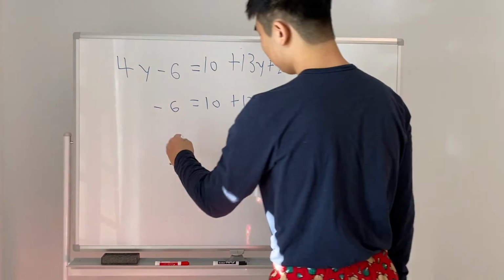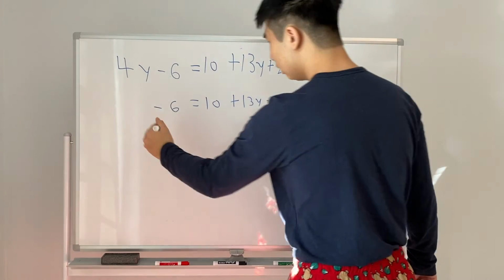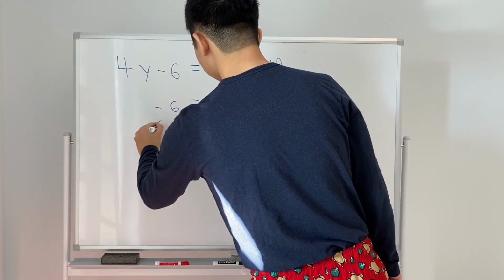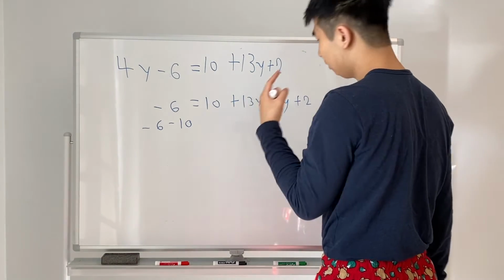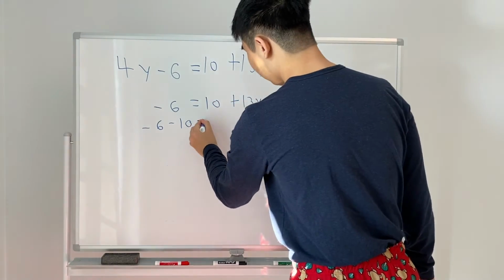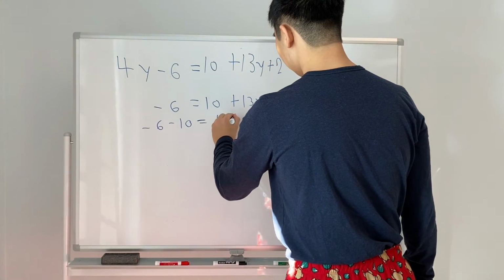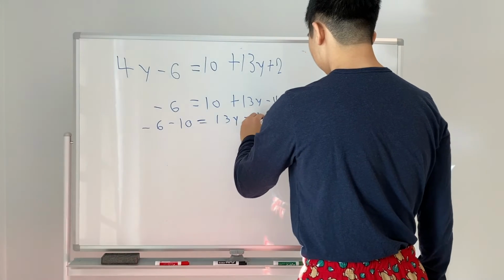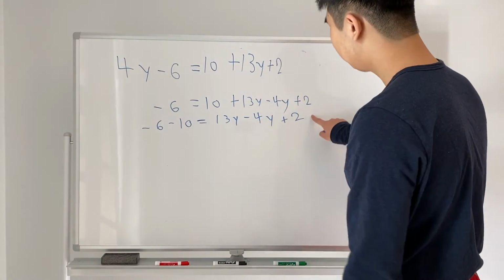So therefore, since I'm subtracting 10 on this side, I have to do the same thing to this side. So this is negative 6 minus 10. Because I was subtracting 10 on this side, but I did it in my head again. So now, therefore, this 10 is gone. So now I can write out 13y minus 4y plus 2. Okay? And now I do the same thing with this 2.